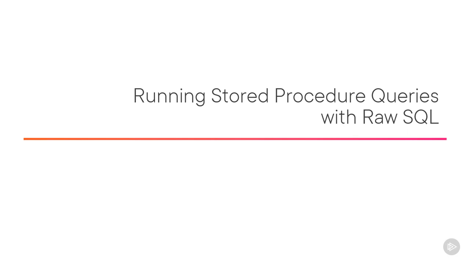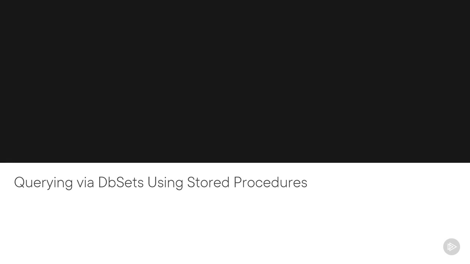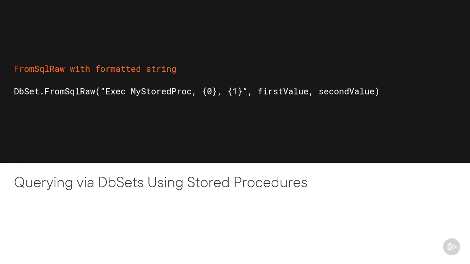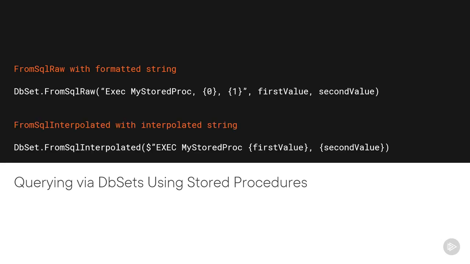Now that we've got a stored procedure for querying in the database, I can show you how to use the raw SQL methods to query using stored procedures. This is possible with either of those methods. You can use FromSqlRaw with a formatted string or FromSqlInterpolated with an interpolated string, just like we did in the earlier queries.